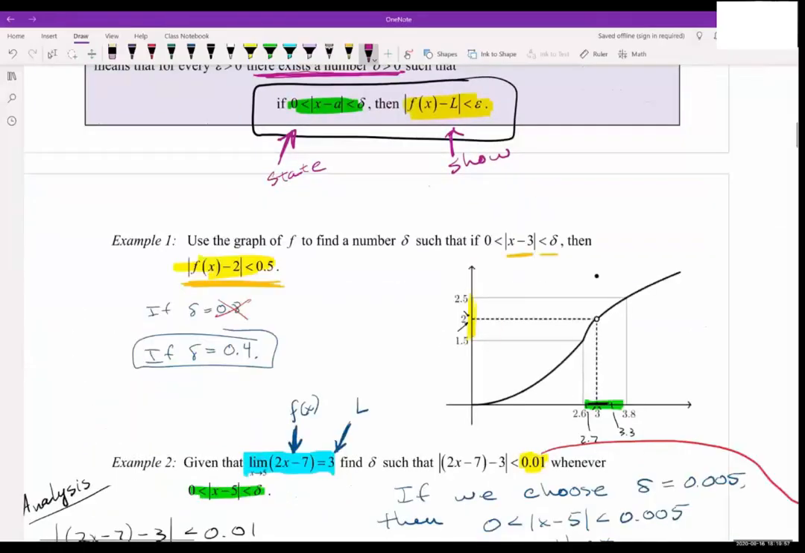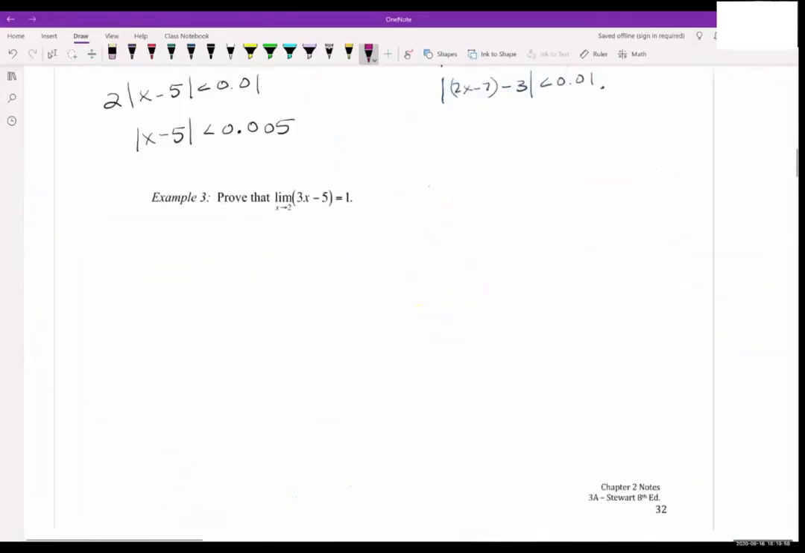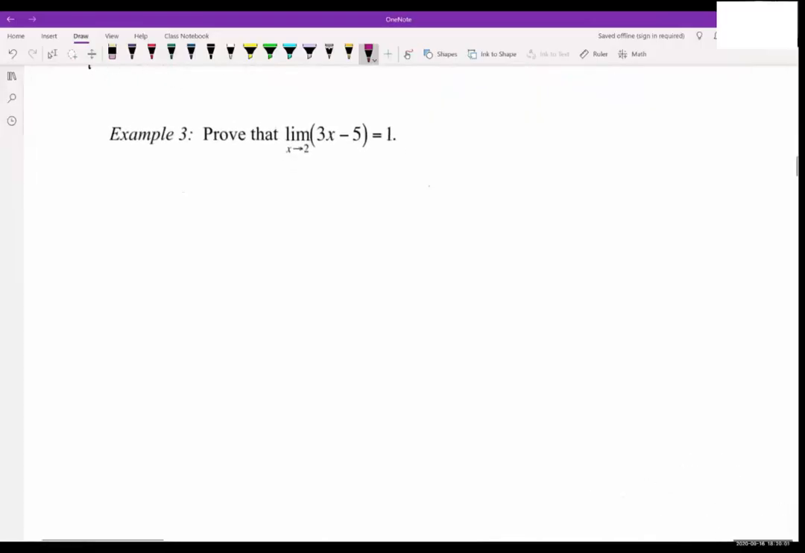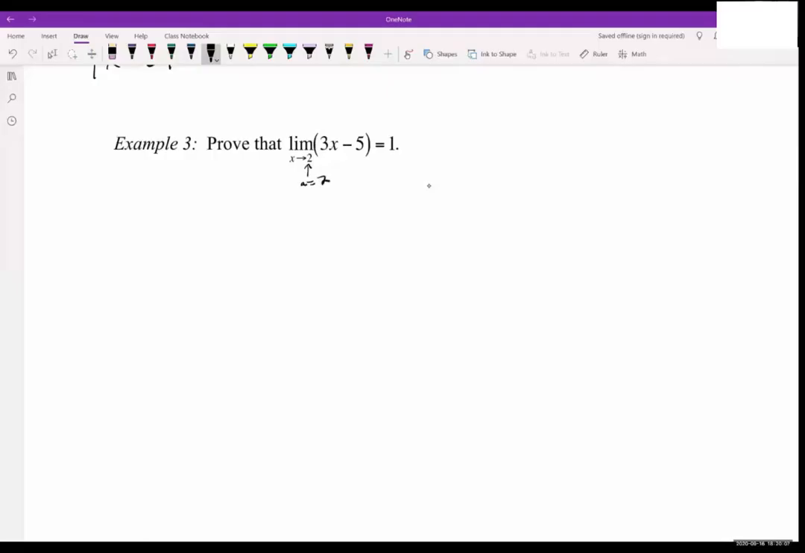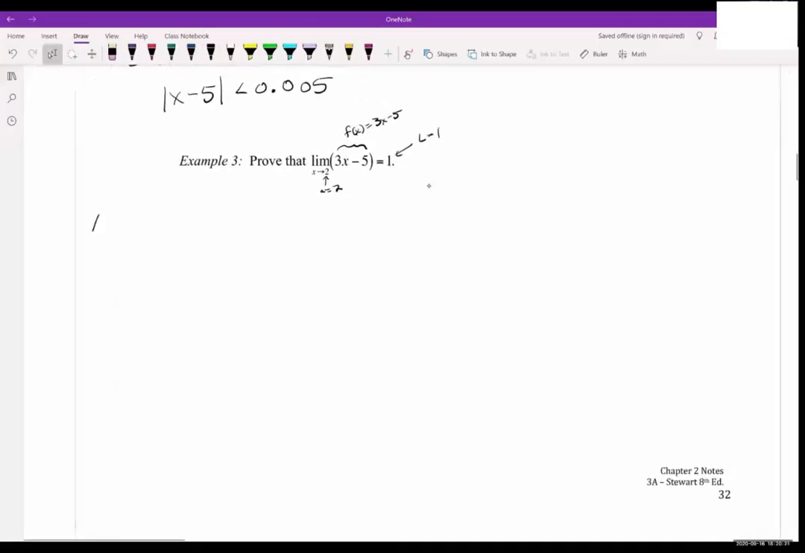And we're going to find it the same way we did the analysis on the previous problem. So just to be clear here, x is approaching a, which is 2. The function f of x is 3x minus 5, and the limit is L equals 1. Okay? And we're going to do our analysis first.